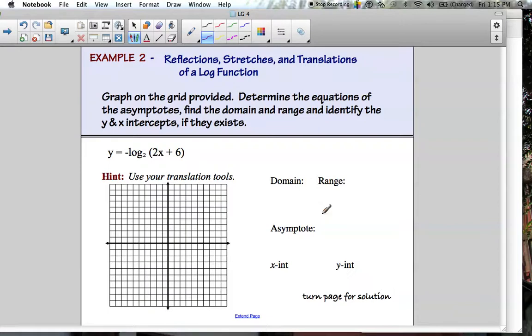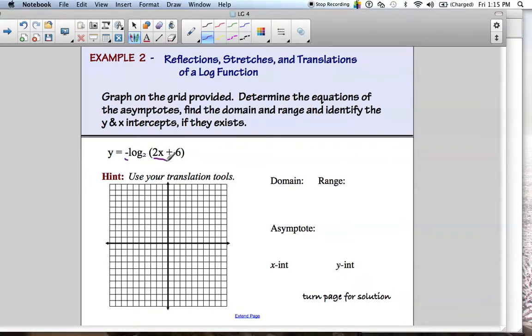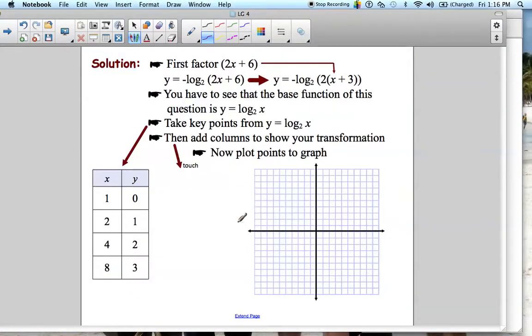Okay, now when you get to these ones, there's got some reflections going on with that guy, and it's got some horizontal compression going with that too, and there's got some factoring going on. So when you're doing these ones, I would not recommend doing it how we did those easier ones. We're going to do this one through mapping, so watch what we do here. So let's go to the next slide.